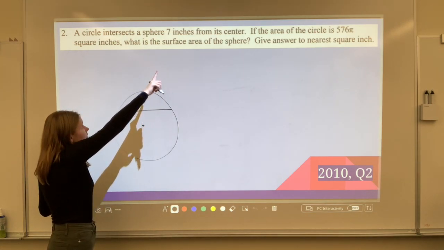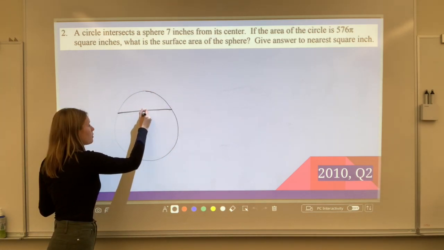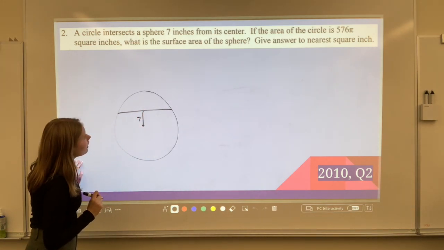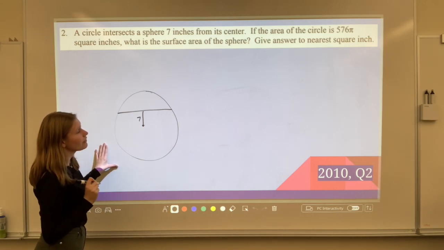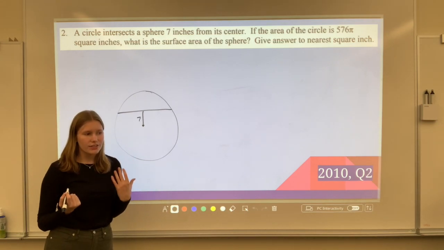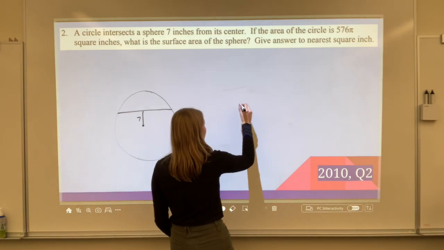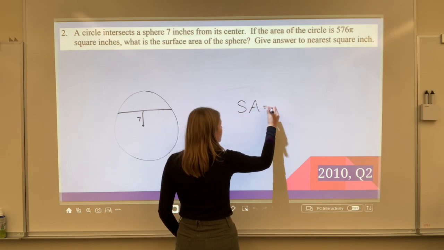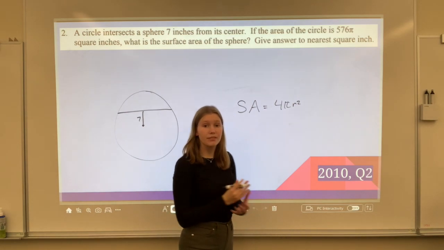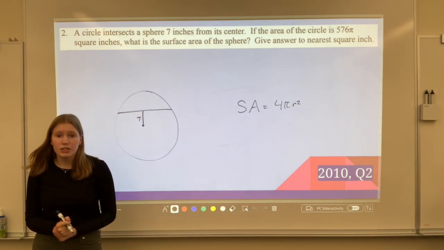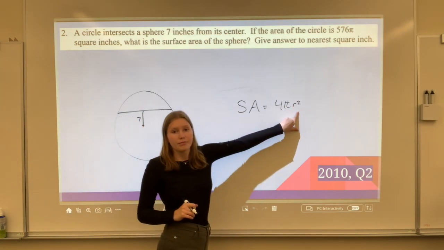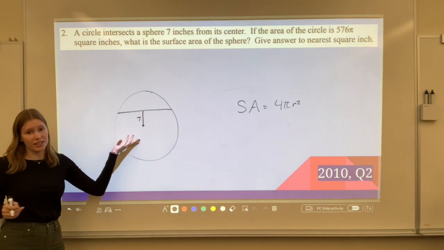The circle intersects a sphere 7 inches from its center. So I'm going to draw this line here, 7 inches away from the center. The area of the circle is 576 pi. What is the surface area of the sphere? Okay, so we know that the surface area of the sphere is equal to 4 pi r squared, right? The one piece of information we need to solve for the surface area is going to be our radius. But we don't have the radius of the sphere right now.